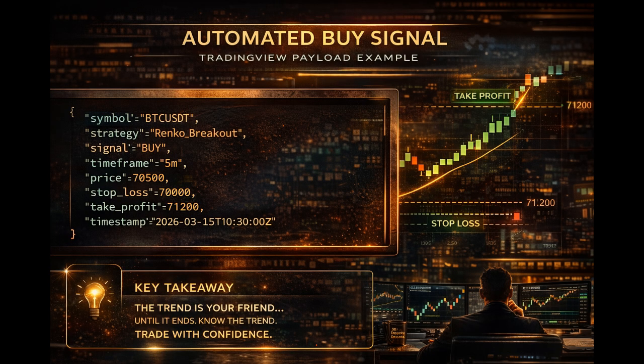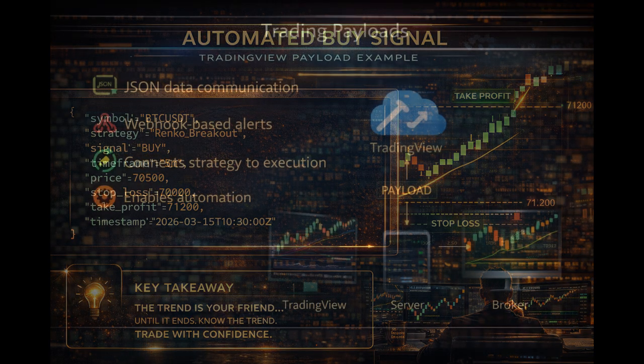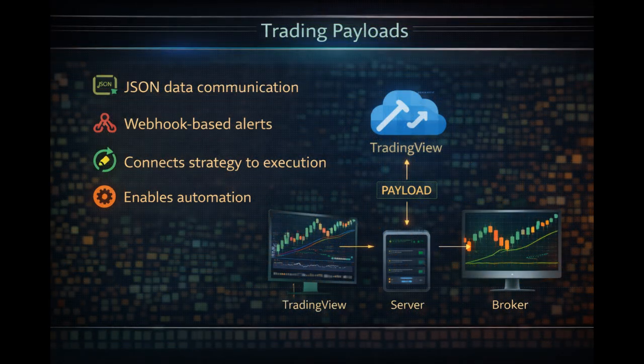In this example, symbol identifies the asset being traded. Strategy specifies the trading strategy generating the signal. Signal indicates the trading action, buy or sell. Price represents the entry price. Stop_loss defines the risk protection level. Take_profit defines the profit target. The receiving system reads this payload and executes the corresponding trade.